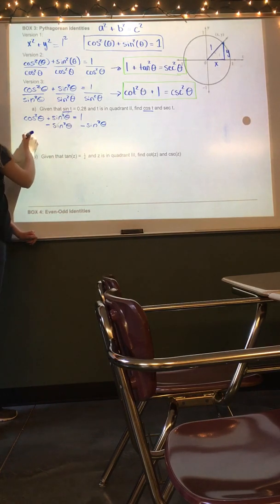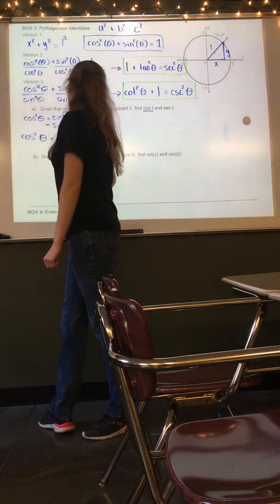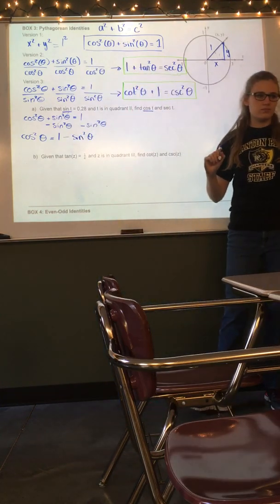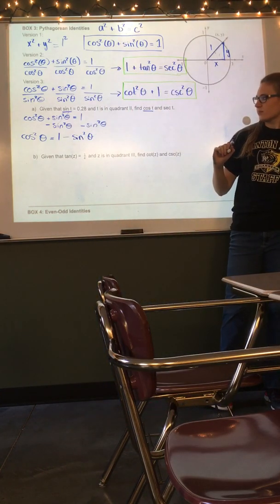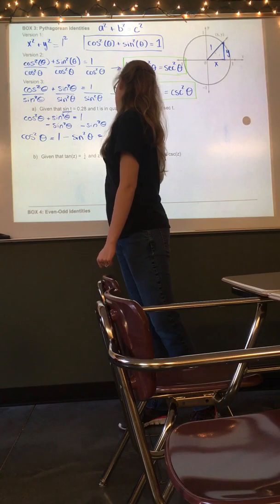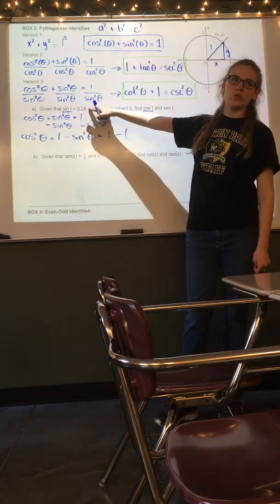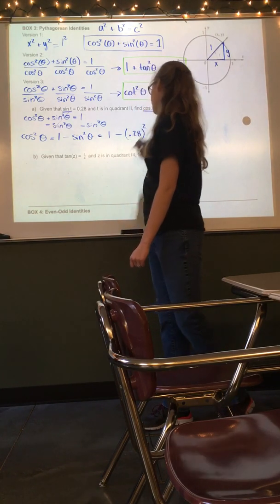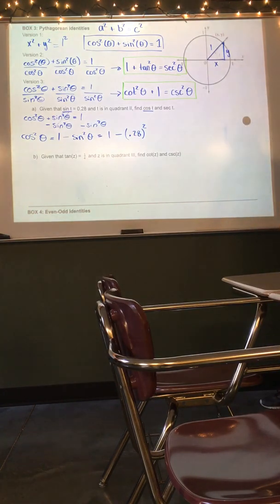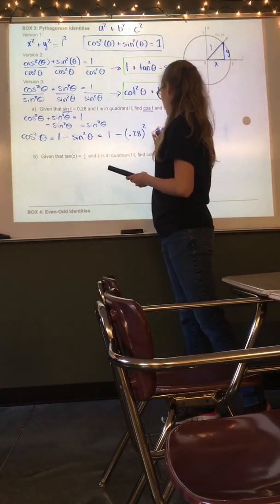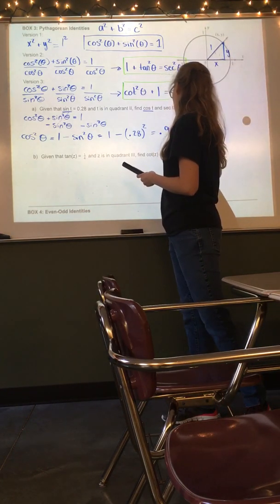That cancels out. So we end up with cosine squared of theta is equal to 1 minus sine squared of theta. Now let's plug some stuff in. 1 minus, we're given sine. Sine is 0.28, and we have to square it. So 1 minus 0.28 squared is 0.9216.